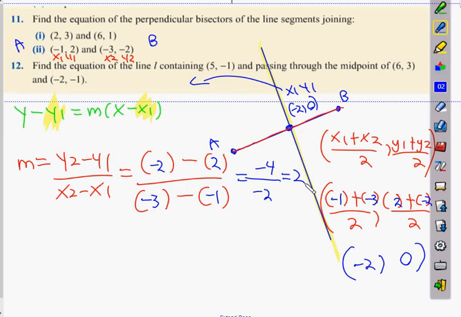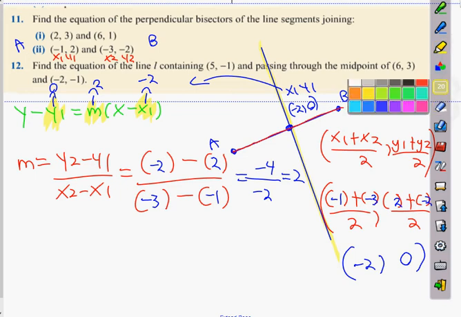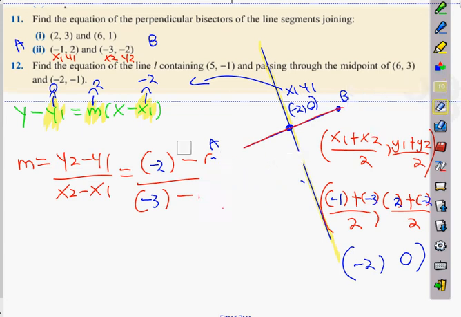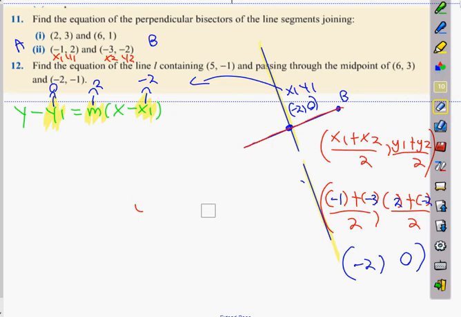You have every piece of information you need now. Your slope is 2. Your x1 value is minus 2. And your y1 value, 0. So you have your three yellow pieces of information that you need are now fulfilled. It's just a matter of plugging them in and figuring out which one is which. It's just a matter of filling them in and getting your equation of a line up.